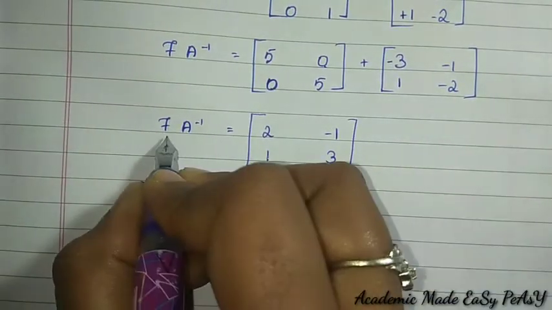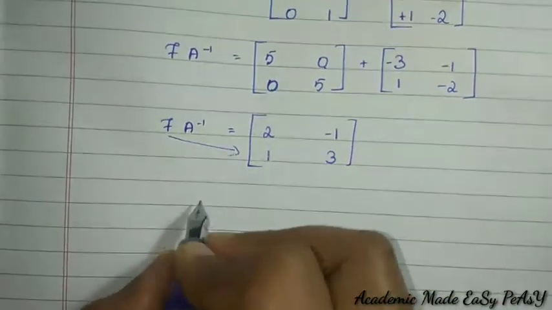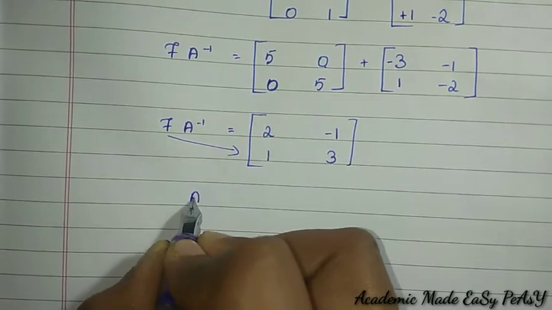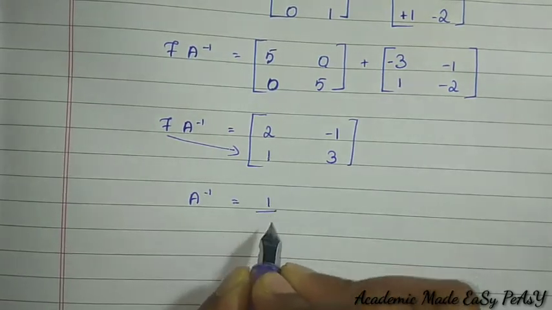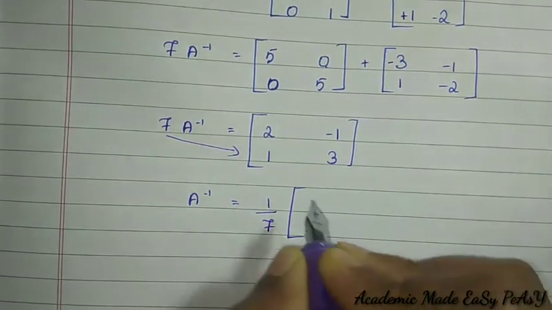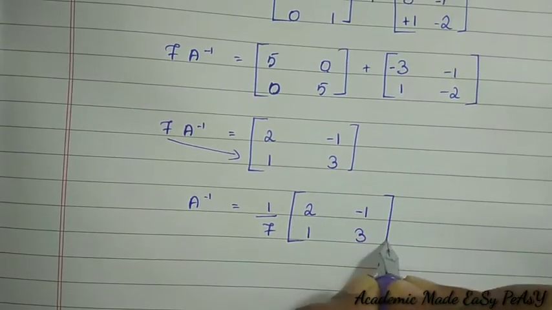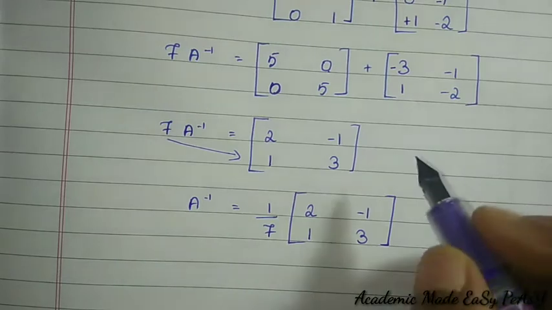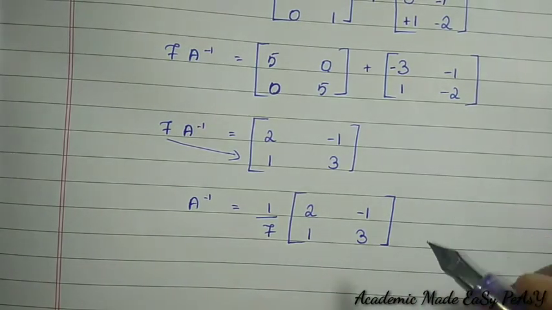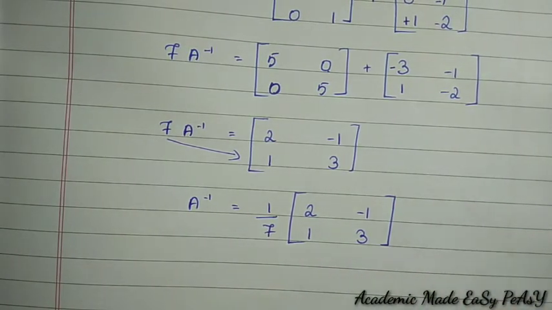So I will be taking this 7 to my denominator of the RHS. So A inverse is equal to 1 by 7 into this matrix 2 minus 1 1 3. If you take the adjoint and determinant, also you will get the same answer. But if they have given an equation and are asking to find the inverse, it means you have to follow this method.